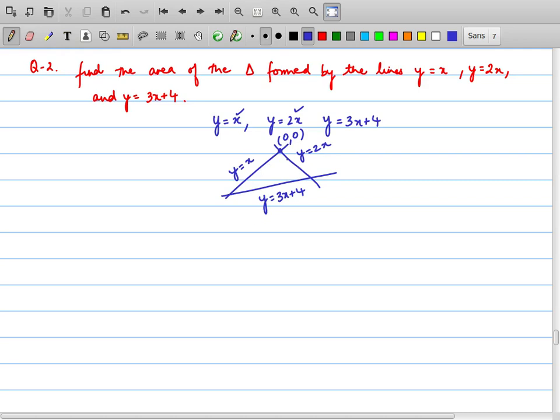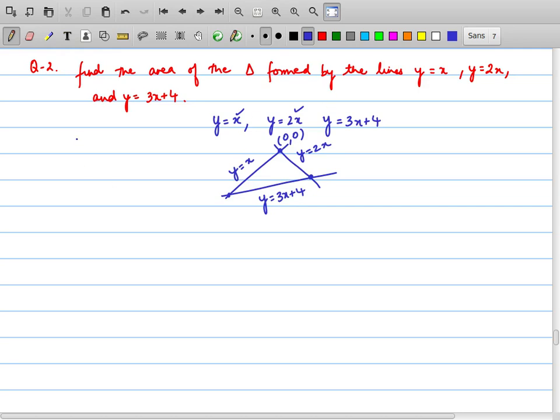Both these lines are passing through the same point. So we don't have to find out the point of intersection of these two lines. This we can understand by ourselves. Now why are we talking of point of intersection? Because he is asking us to find the area of the triangle.